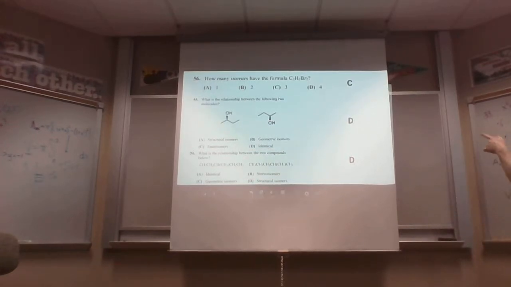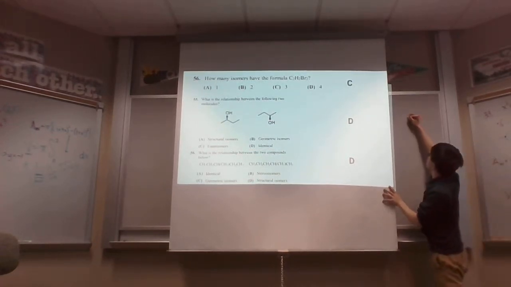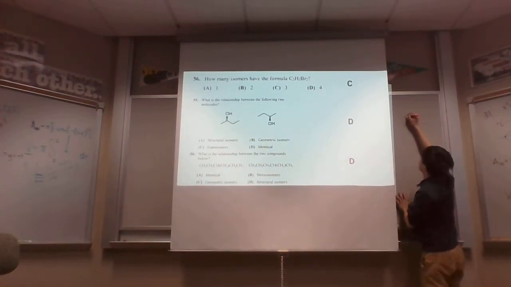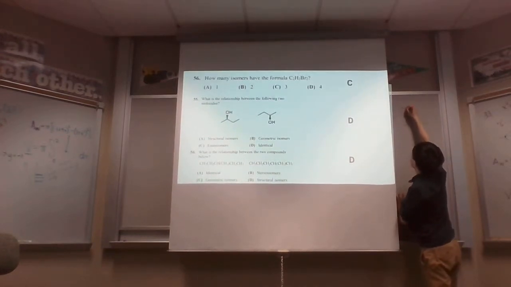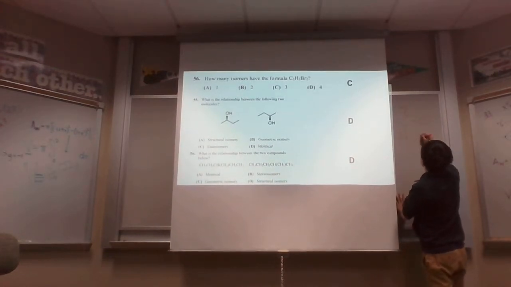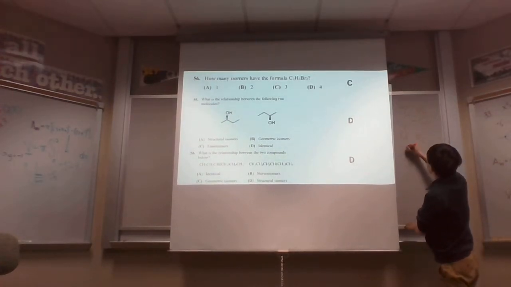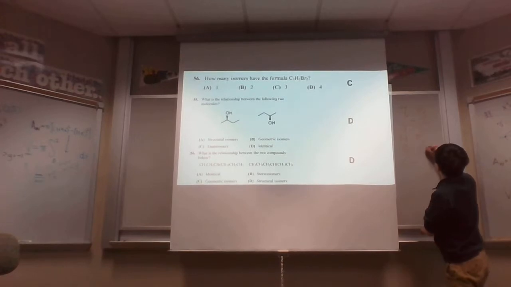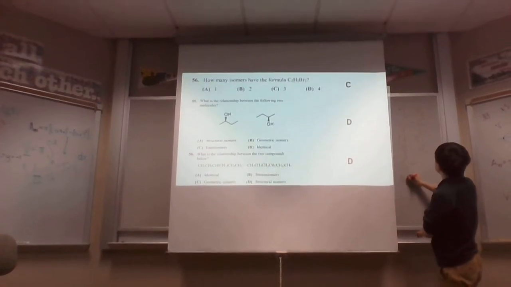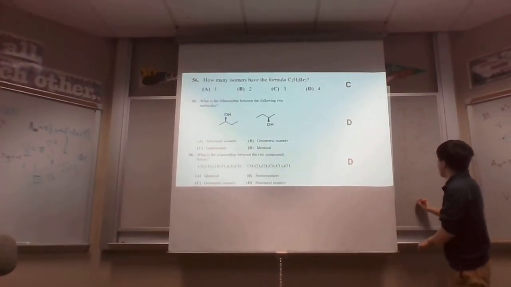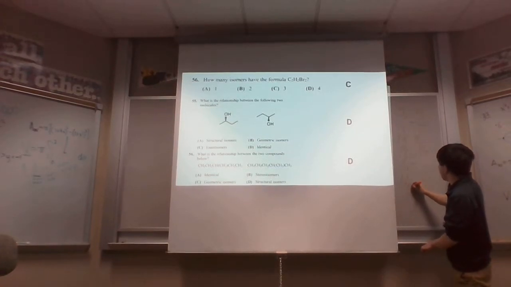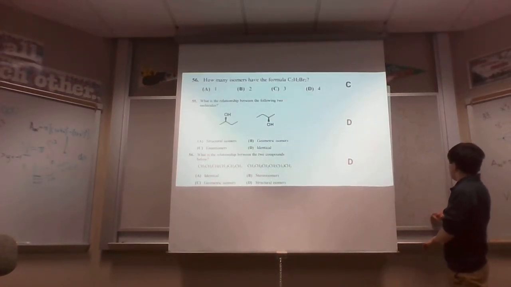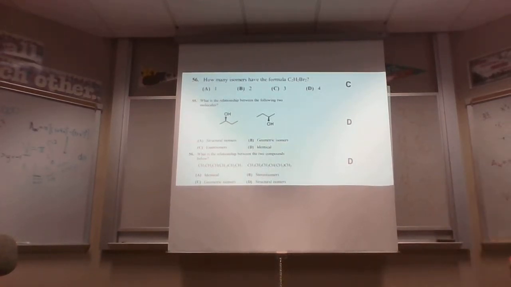So, first one, there are 3 isomers. You have carbon, carbon, that's your base. You can have a hydrogen, bromine, bromine, or you can have bromine, hydrogen, or you can have them like bromine, hydrogen. Those are your 3 isomers.